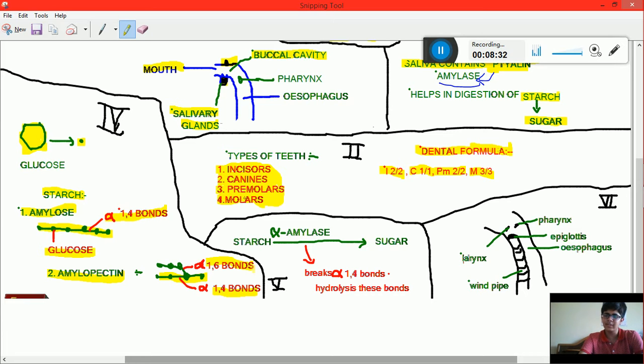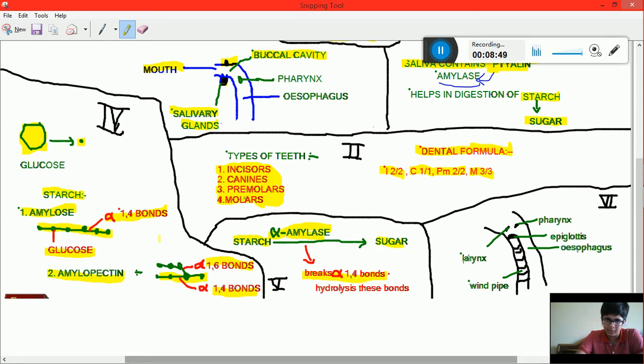So what does amylase basically do? Or we can say, in starch, what does alpha amylase do? Basically, alpha amylase helps in the conversion of starch into sugar by breaking down alpha 1,4 bonds.